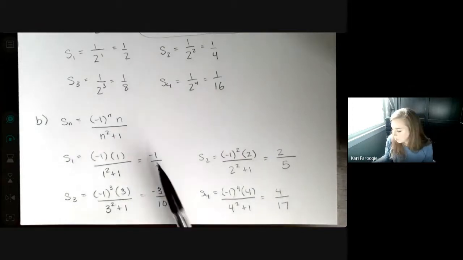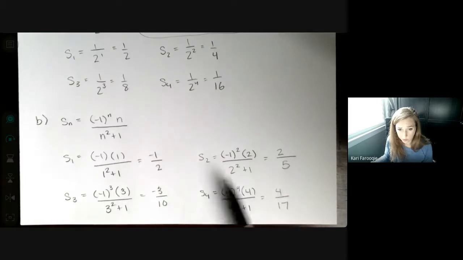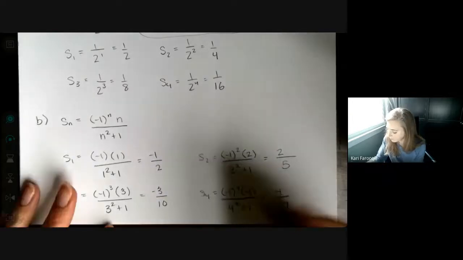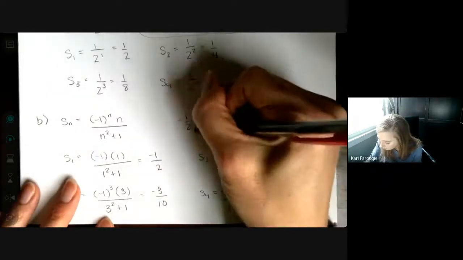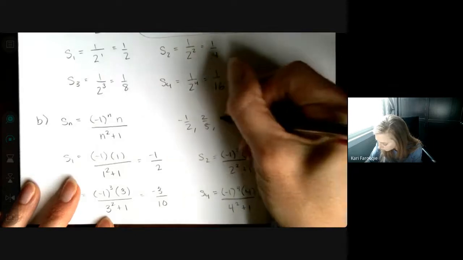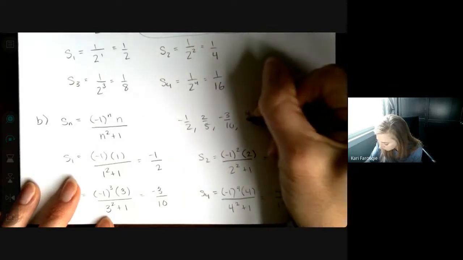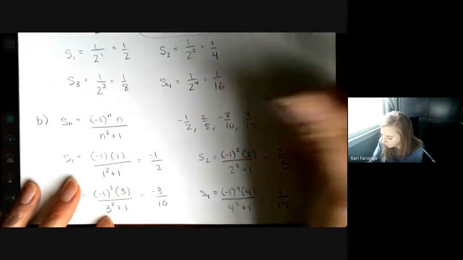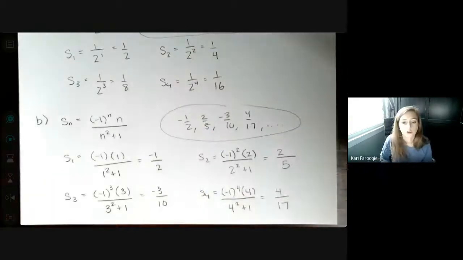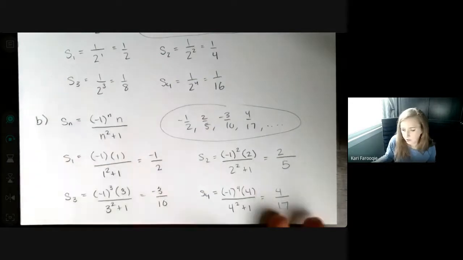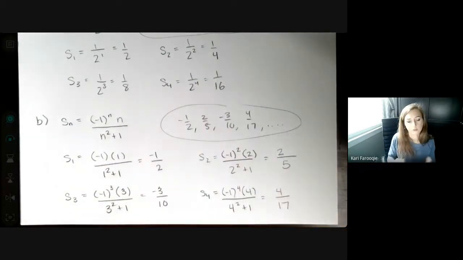And double check that your sign changed from one iteration to the next. So it was negative, positive, negative, positive. And then you're seeing with your denominator that each time you have a perfect square plus 1, perfect square plus 1, and so on and so forth. And then 1, 2, 3, 4. So this would be -1/2, 2/5, -3/10, and 4/17. So this would be the first 4 terms of your sequence. And as long as you labeled them and listed them out, you don't have to rewrite it again. I just wanted you to see it both ways.